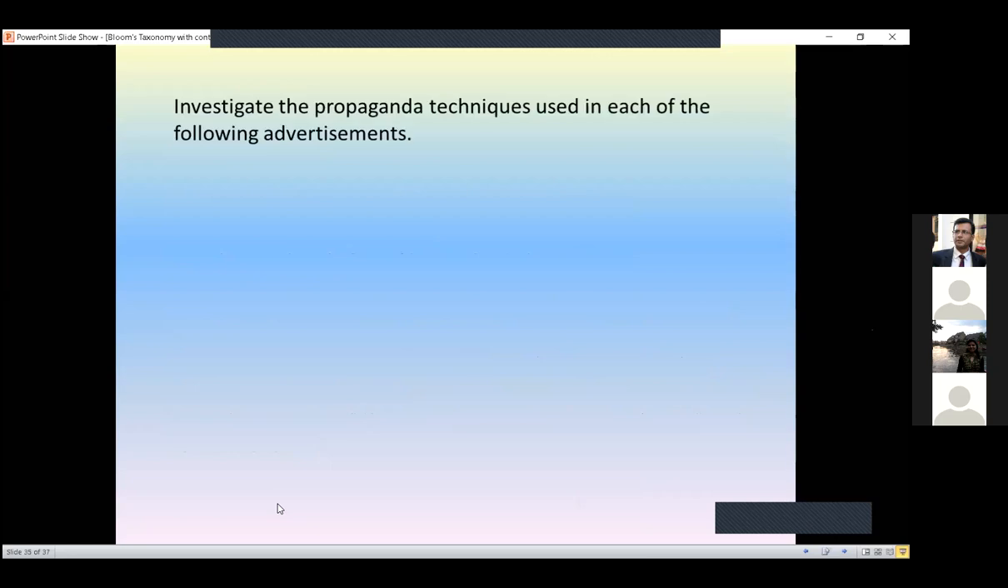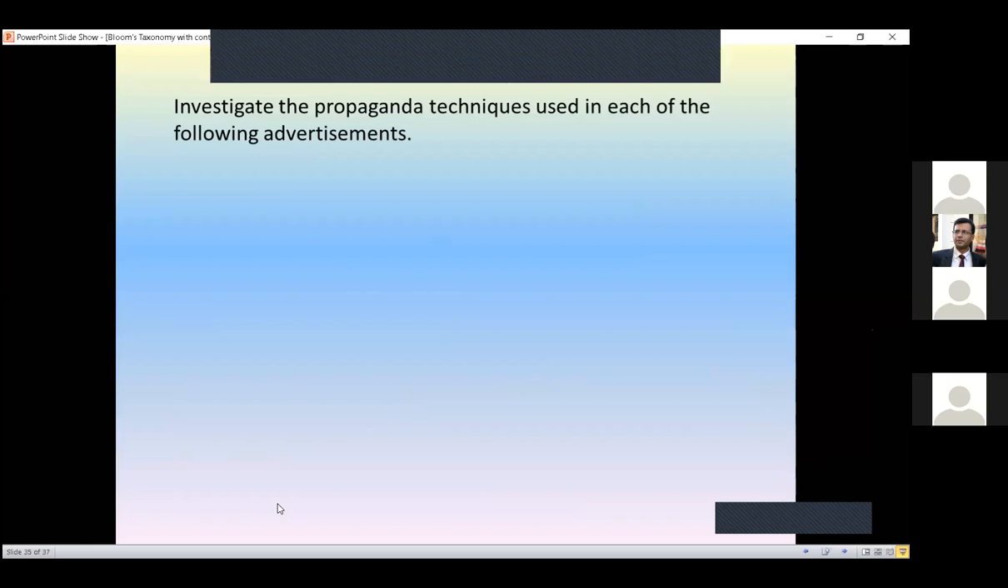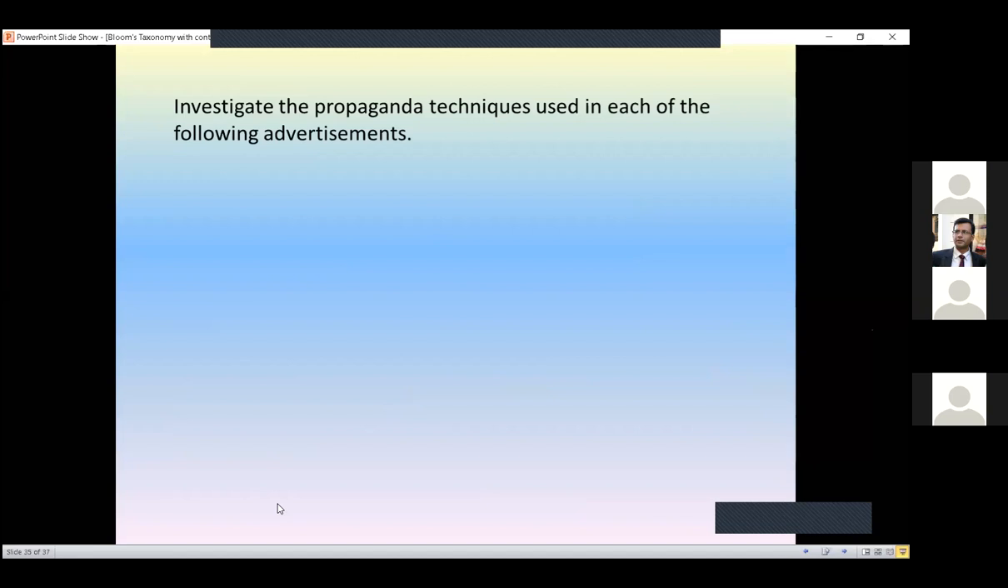Investigate the propaganda technique used in each of the following advertisements. Analysis. Yes? Evaluate or analysis? Analysis. Yes, it is analysis, investigate, because they are going to analyze which techniques are used in the advertisement.